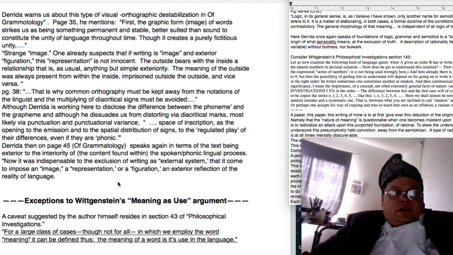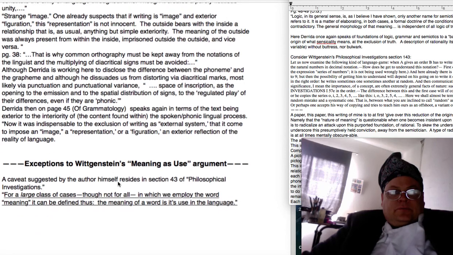Continues, "Strange image. One already suspects that if writing is image and exterior figuration, this representation is not innocent. The outside bears with the inside a relationship that is, as usual, anything but simple exteriority. The meaning of the outside was always present from within the inside, imprisoned outside the outside, and vice versa."